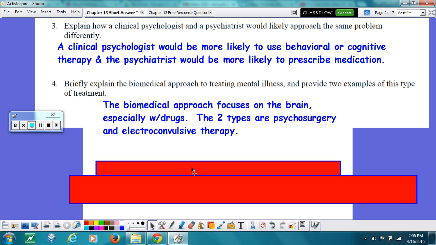Question number four, briefly explain the biomedical approach to treating mental illness and provide 2 examples of this treatment. Okay, the biomedical approach focuses on the brain and especially with drugs. And 2 types of ways of treating this would be perhaps with psychosurgery, which would be pretty invasive as far as either removing or perhaps severing little parts of the brain, or the electroconvulsive therapy, which is probably better known as shock therapy.